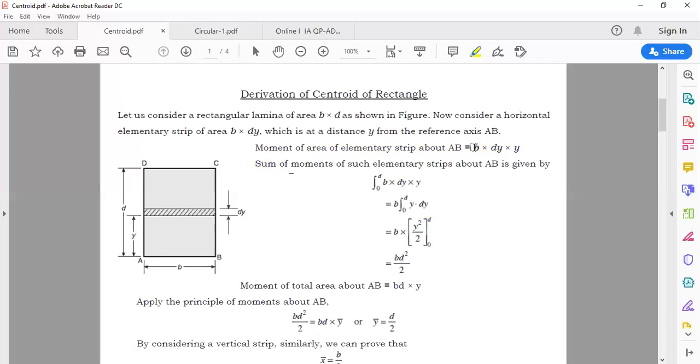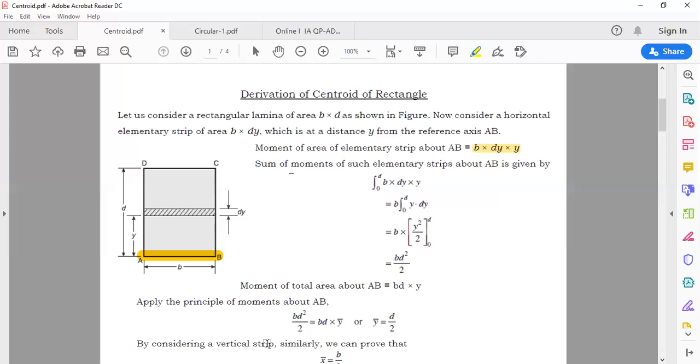Which is that it is B into dy into y. I am supposed to apply the limits. Limits is 0 to d. Why 0 to d? My reference axis is AB. I am moving in an upward direction. So these elements arranged in a vertical direction like this, up to depth d, will give me the total diagram. So it is 0 to d, I am going to integrate it. So integration is with respect to y.